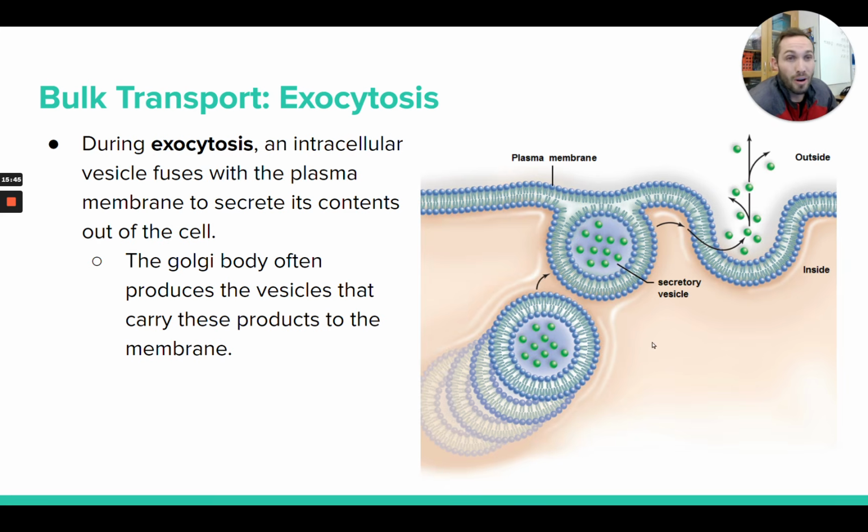And this does require ATP, this vesicle moving to the cell membrane and fusing with the cell membrane. There's a lot of ATP involved with the cytoskeleton and motor proteins, all of which we don't really go into detail in this class, but just take my word that there's a lot of energy to do this. So this is why it counts as active transport.